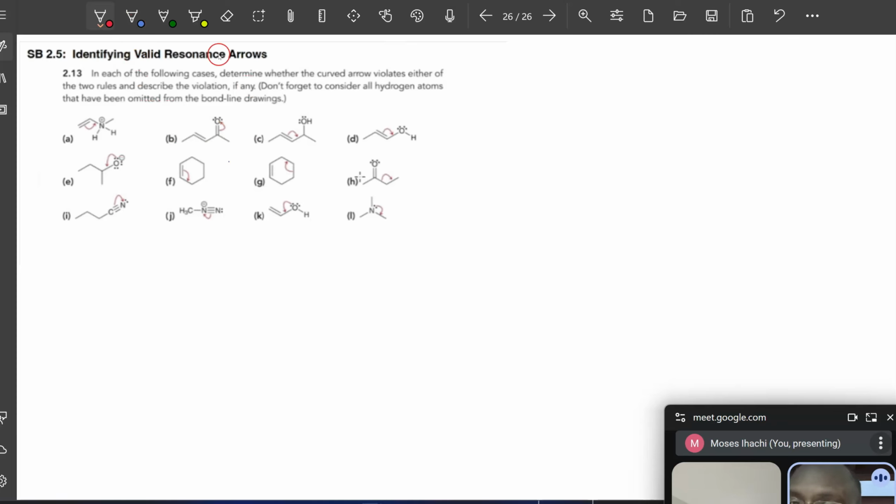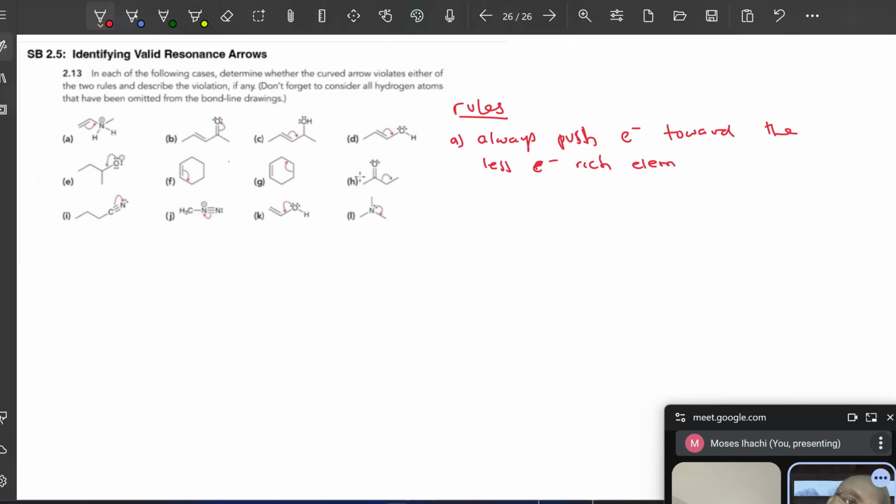So you want us to try? I remember you said let's do the rules first. Yeah. So number one is always push electrons towards the less electron-rich element or toward a double bond. Again, I'm going to write this in the most layman's language possible. We are in the last leg of the class, so I have to be just clear.